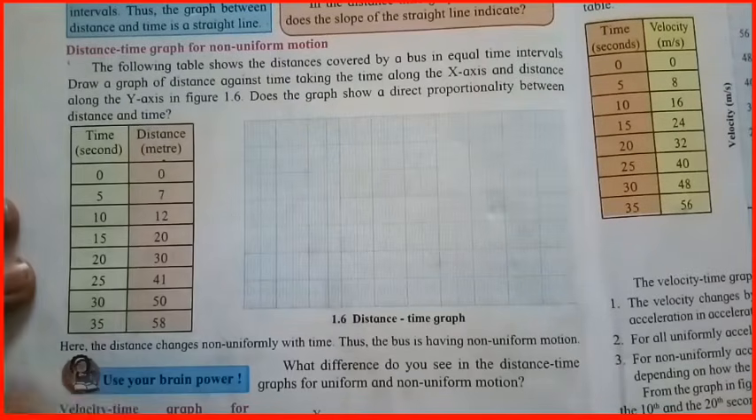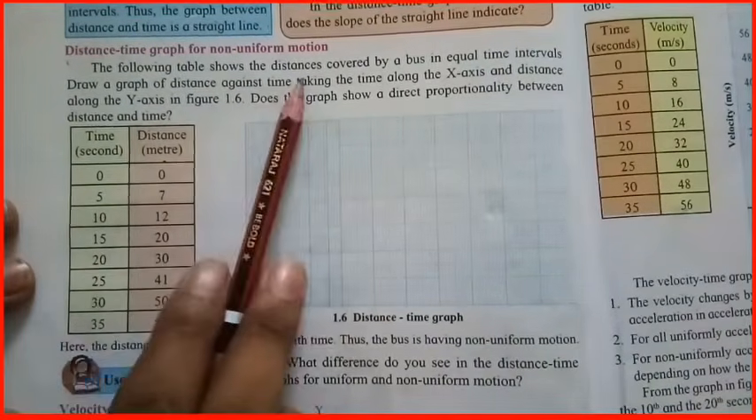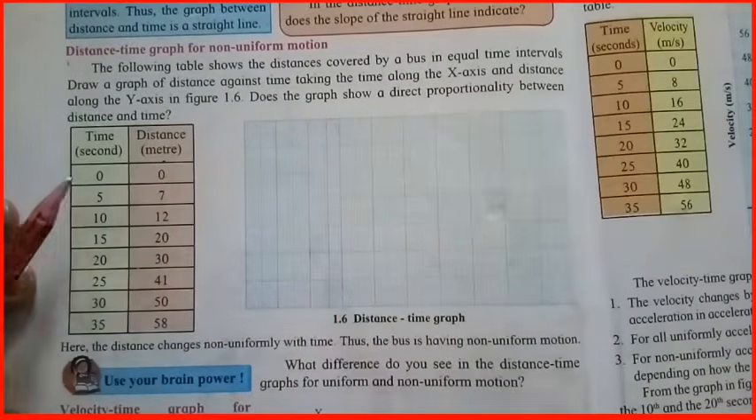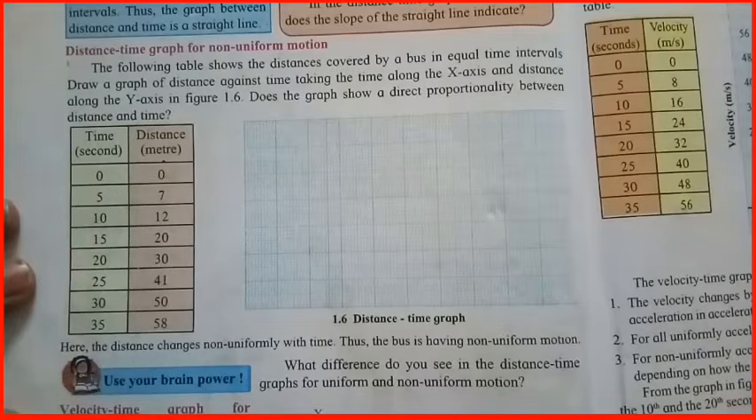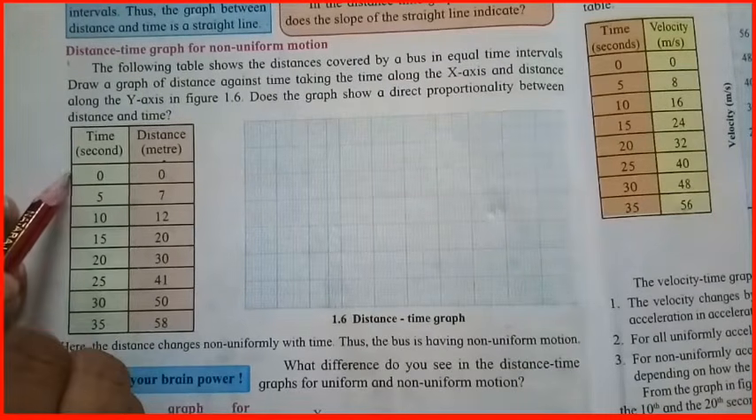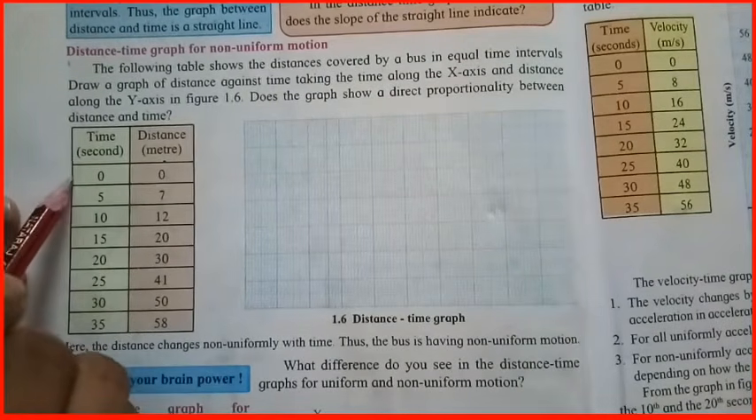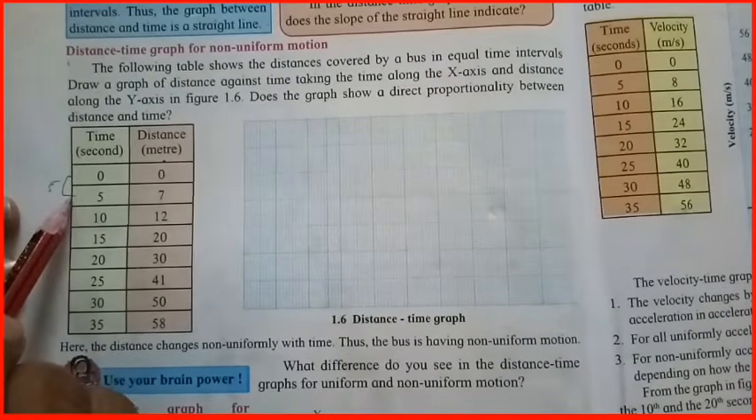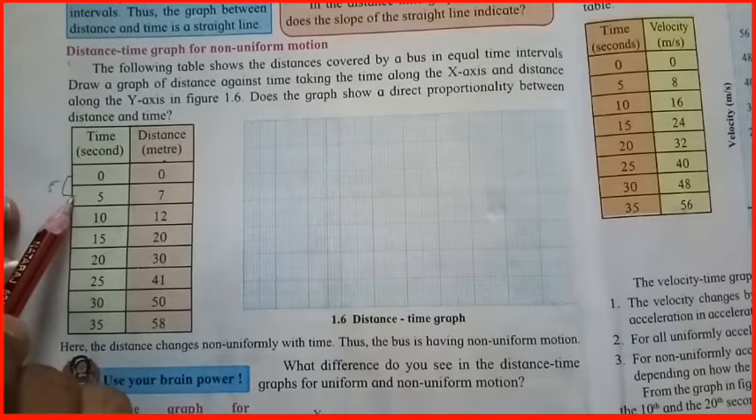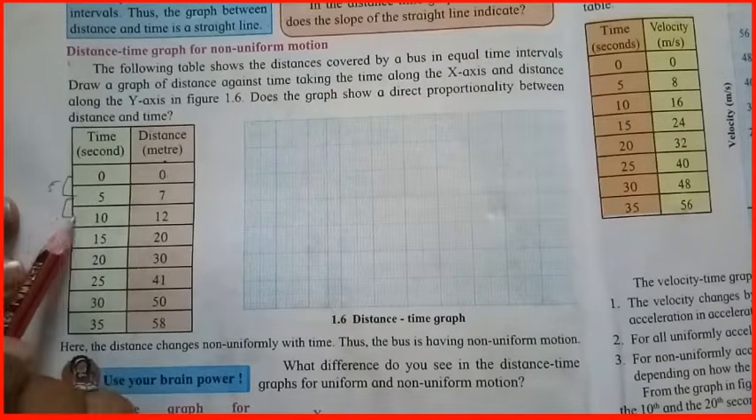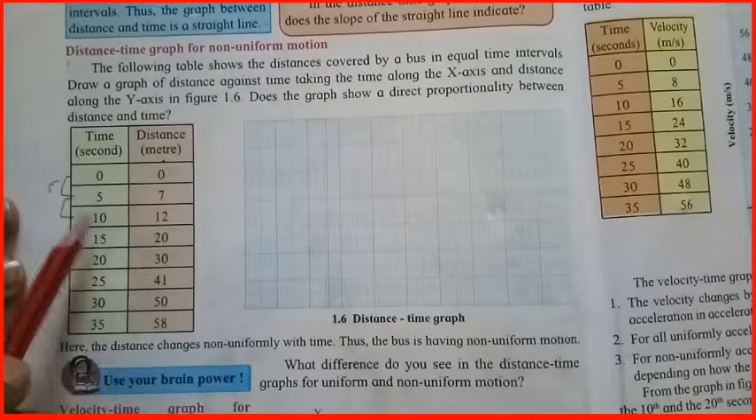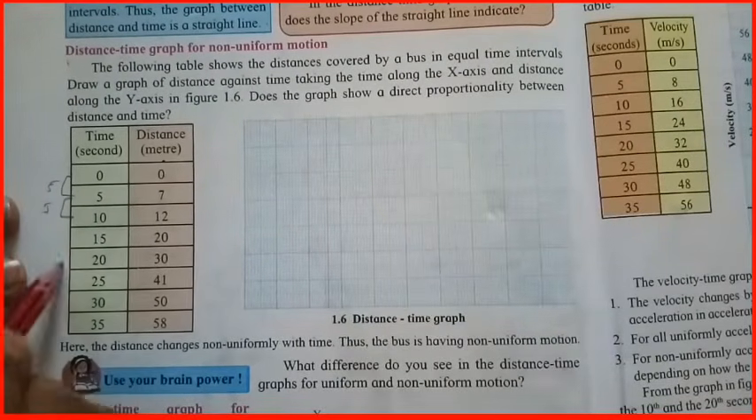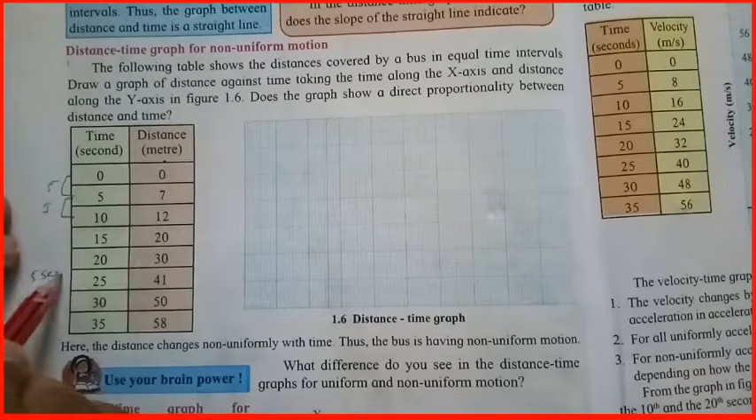It is given as: the following table shows the distance covered by a bus in equal time intervals. See, the time interval is equal. That means it starts from 0 seconds to 5, so the time interval is 5 seconds. Then in the next term, the bus takes again 5 seconds, that is 10 minus 5 is 5 seconds. That means each time interval is of 5 seconds only.